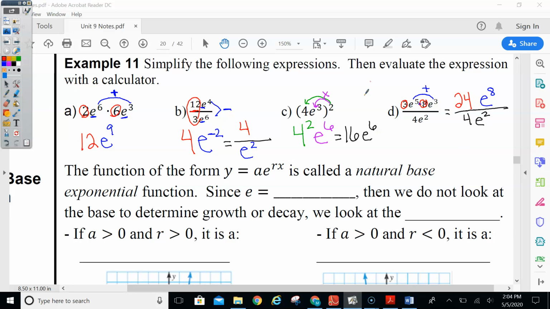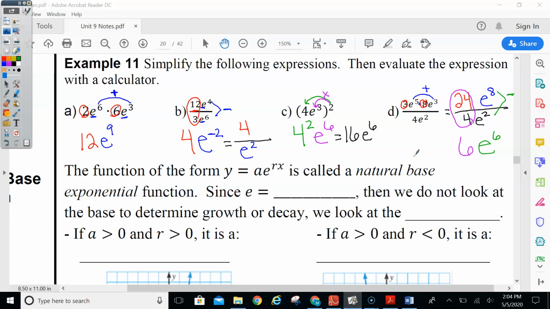So now vertically we can combine them. Numbers we treat like normal. 24 divided by 4 is 6. And then exponents we subtract. 8 minus 2 is 6 again. Okay, so you really don't do anything different with e's than you do with other numbers, except that you can actually type this in and get an answer in the end. If it's an x, that's all you can do. But with e's, you can actually take it a step further and get values.